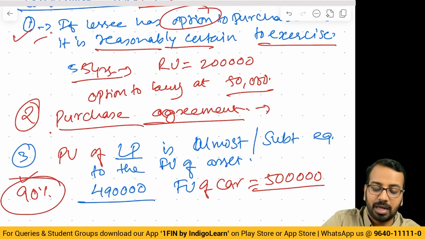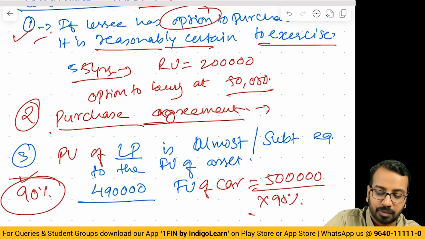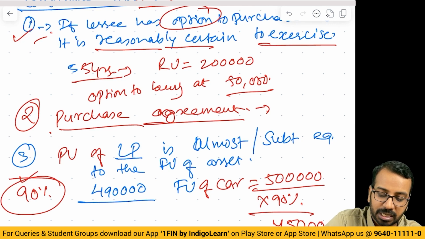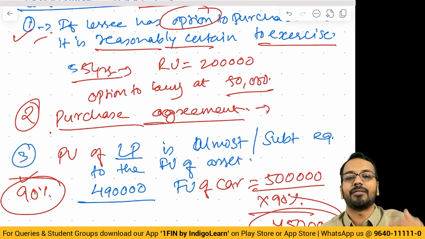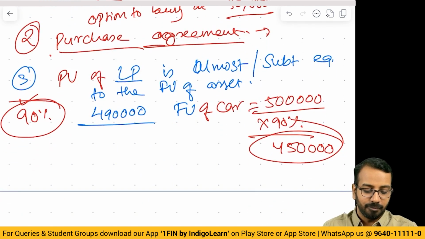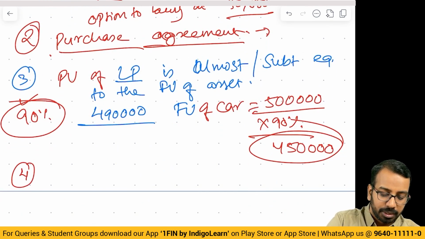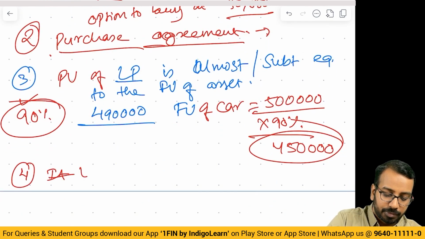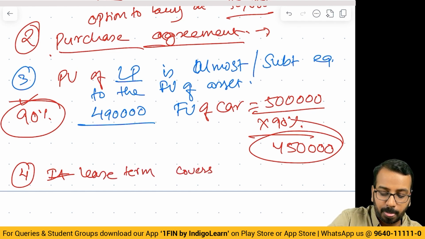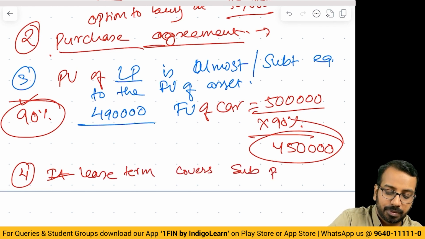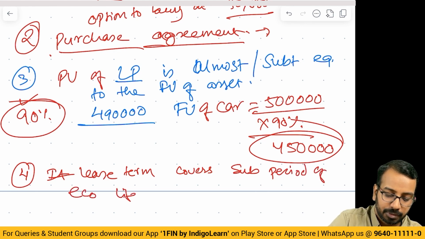So if the fair value is 5 lakhs and if I do 90% of this, if the present value is 4,50,000 or more than that, then also it is called a finance lease. Then lease term covers substantial period of economic life.